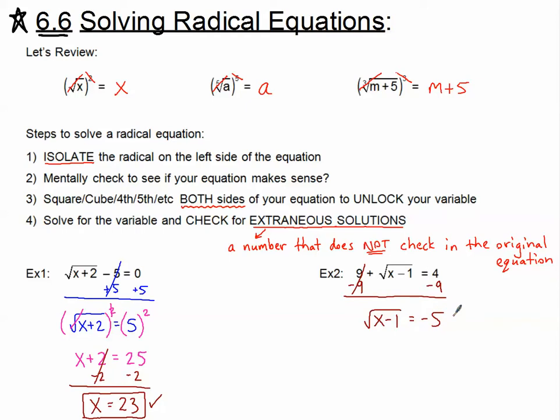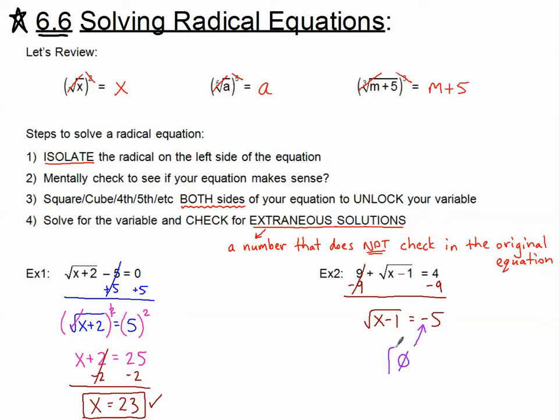Because I have step 2, where we're mentally checking to see if our equation makes sense, I want to see, does it make sense to have a square root that's equal to negative 5? And now I can say no. That doesn't make any sense. Square roots cannot be equal to negative. So that means that there are no solutions here.